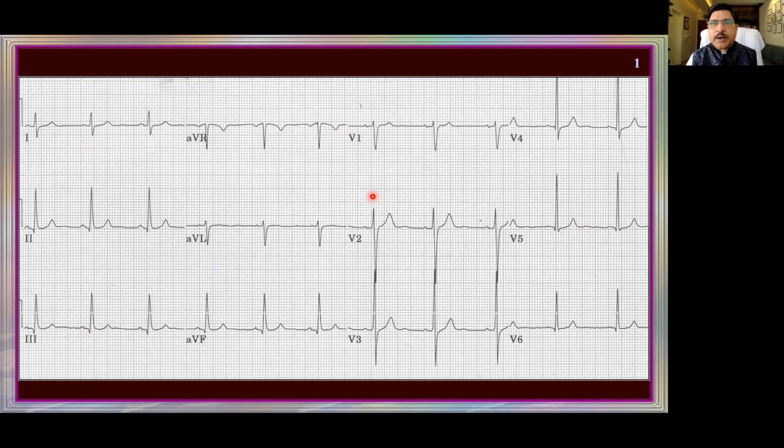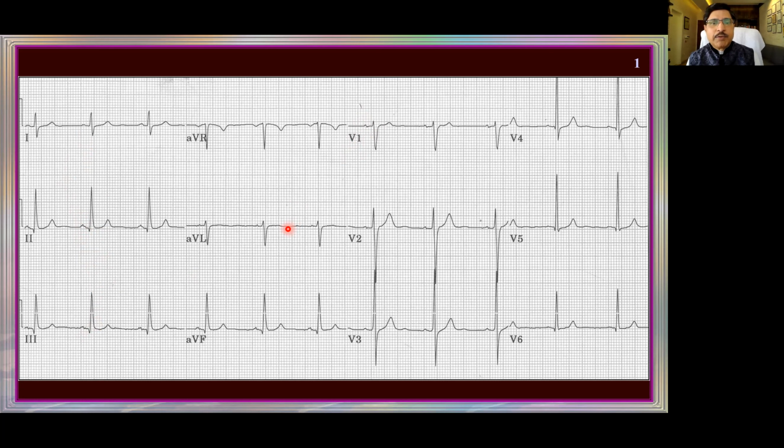Neither is there a right bundle branch block because we don't have an M pattern here. Neither is there a left bundle branch block because we don't have an M pattern here. There is no left axis because all are positive. There is no right axis because there is no right-sided dominance. So the axis is normal. So this ECG is 70 heart rate, sinus rhythm, no conduction defect, no right bundle branch block, no left bundle branch block, axis being normal, no right and left axis, no P pulmonale, I have to look here, P mitral, that also is not there. Perfect. So looks like a normal ECG.